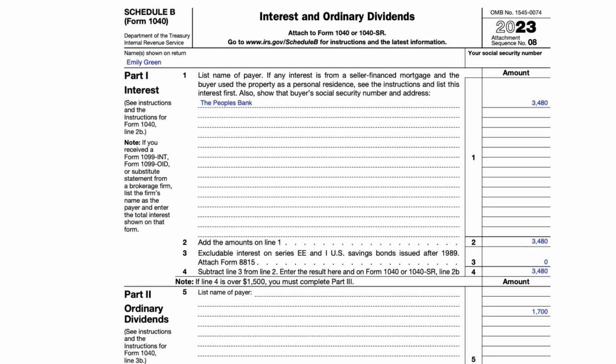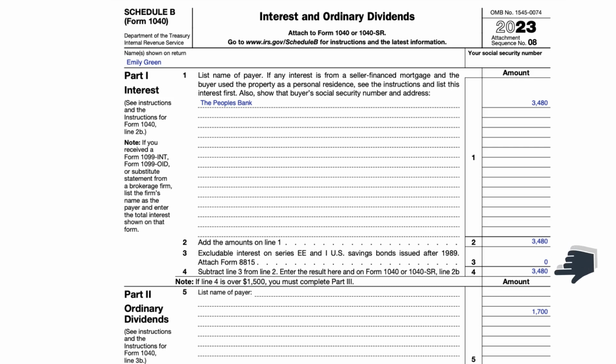So if we go to Schedule B, on line 1 of Schedule B, the amounts of taxable interest income are entered. On line 2, the amounts on line 1 are added up. Line 3 asks if the taxpayer cashed Series EE or I U.S. savings bonds issued after 1989 and paid qualified higher education expenses for themselves, their spouse, or their dependents. If they did do this, they may be able to exclude part or all of the interest on those bonds. So Emily Green did not do that, so the amount on this line is just going to be 0.